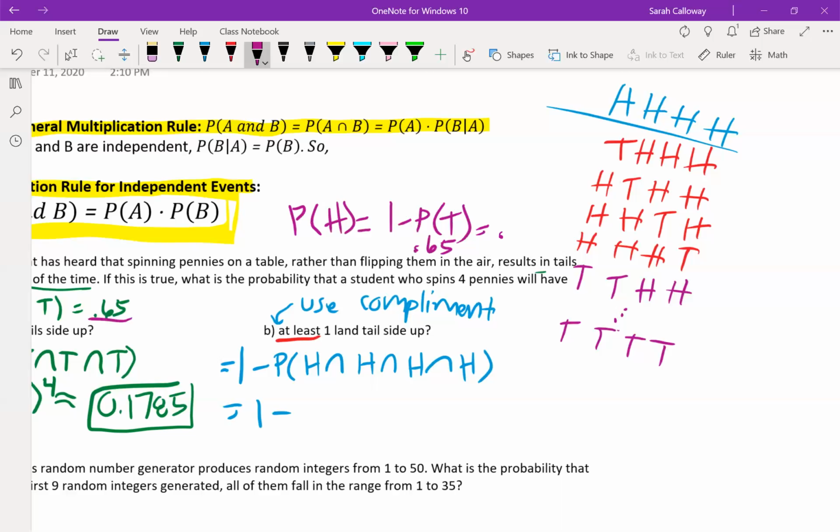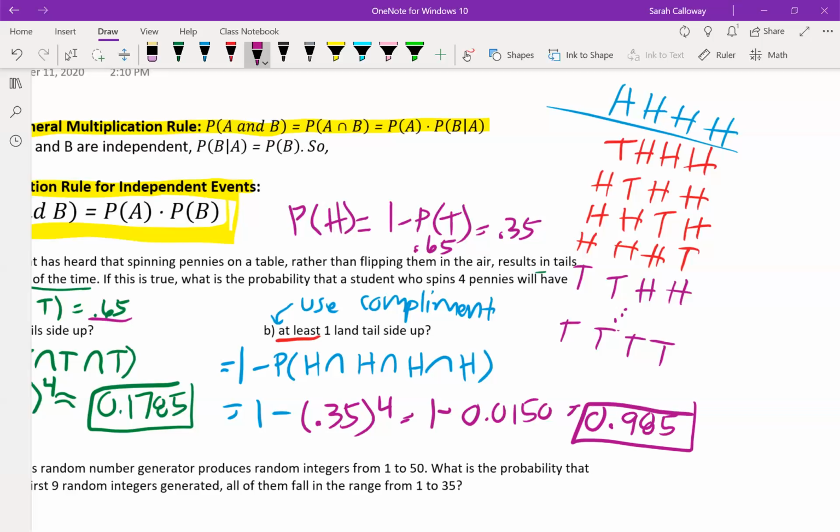Which means it's 0.35. So I'm going to do 1 minus 0.35 raised to the 4th power, because that would be landing on heads 4 times. So that's 1 minus 0.0150. That means it's about a 1.5% chance that it would land on heads 4 times in a row using the probabilities given in the problem, which means that we have a 0.985, so 98.5% chance that it will land on at least one tail side up.